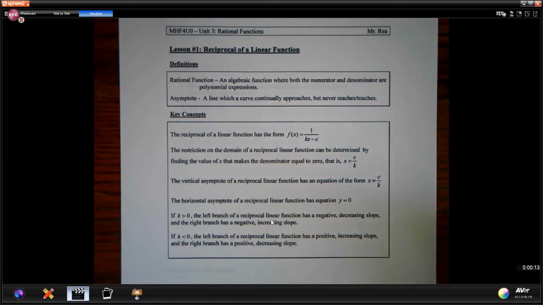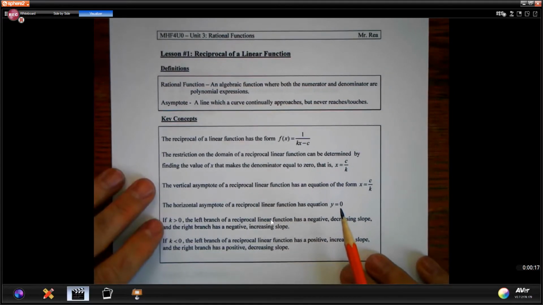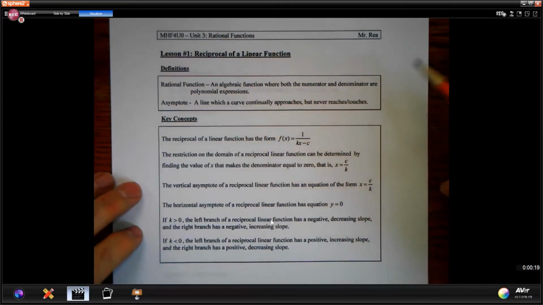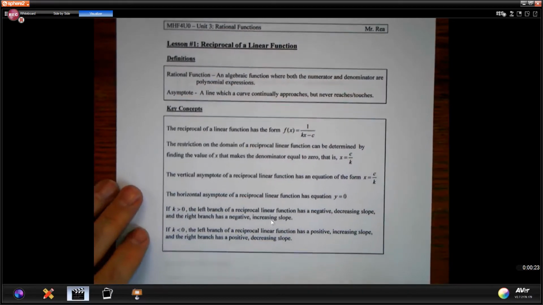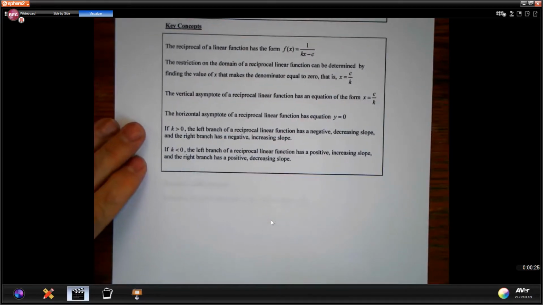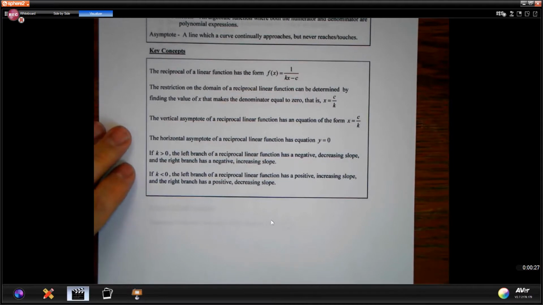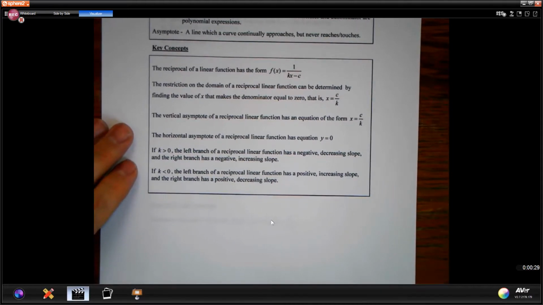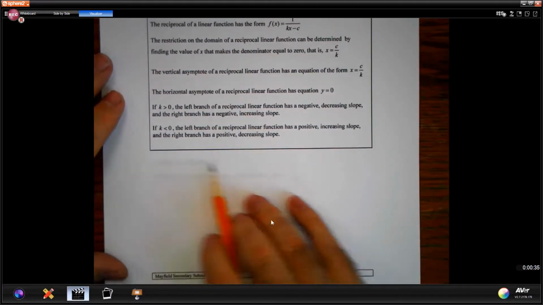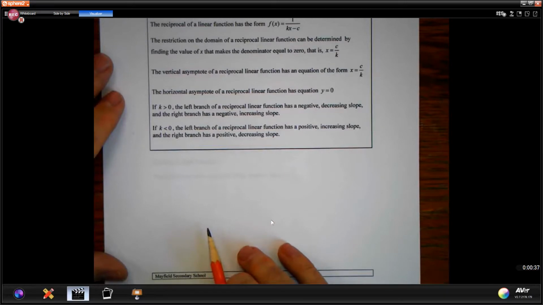We're going to start a new unit today. That unit is called rational functions. And before I get into the details of this lesson, I want to just talk about what a rational function is, so that when we do start working on it, you have a clear understanding of what it is and what it isn't. I'm going to do a little bit of definition down here on this lesson note.